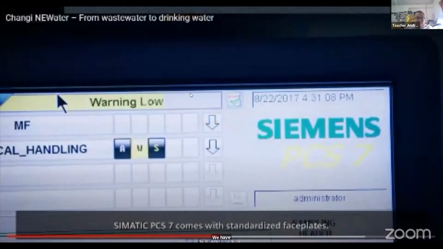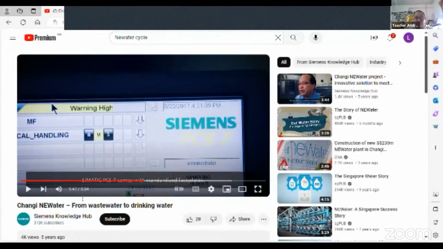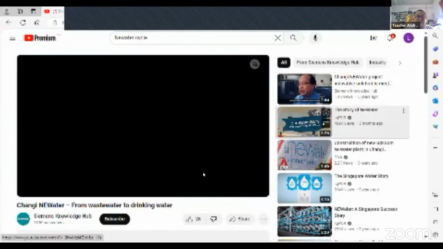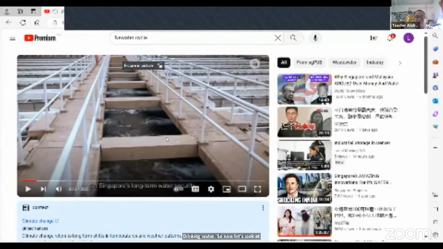Okay, what you just saw is basically how this company helps the Singapore Changi New Water transform from wastewater to drinking water. So now let's look at Singapore's long-term water security, how Singapore uses technology to change from wastewater to New Water.